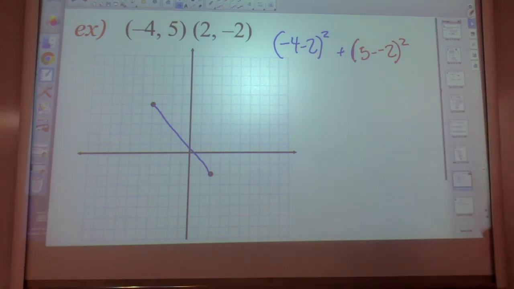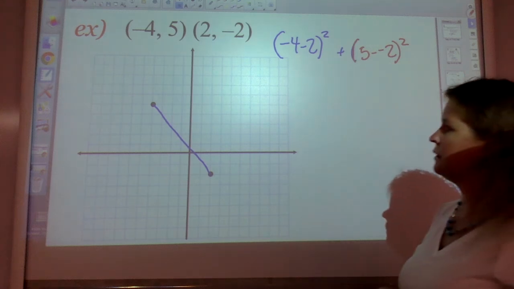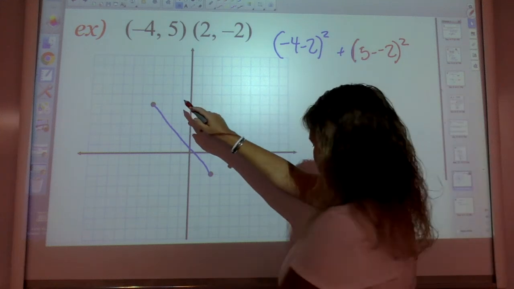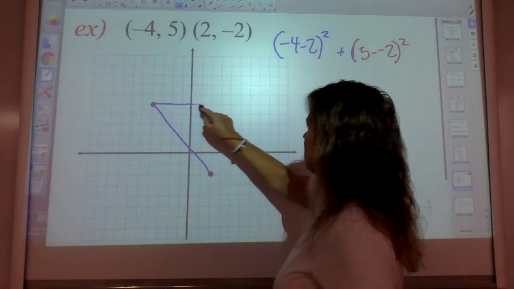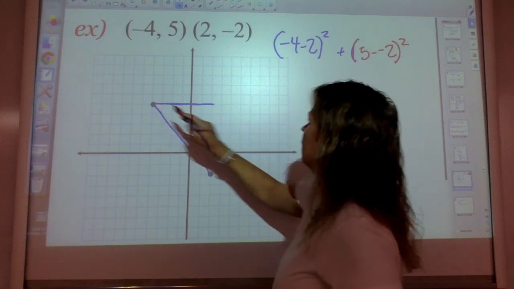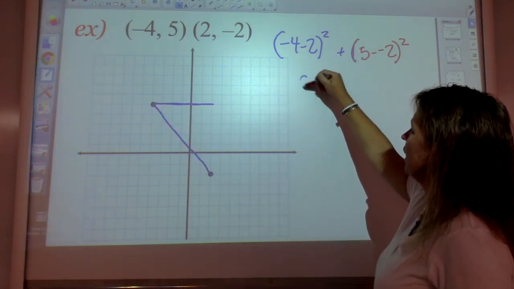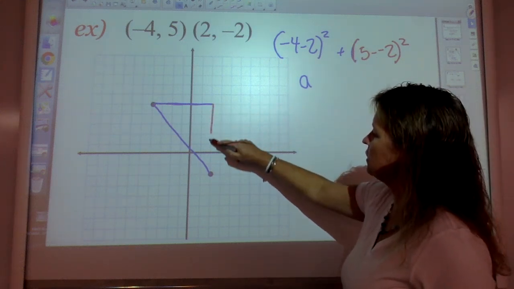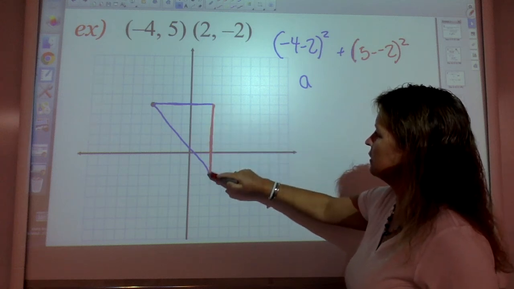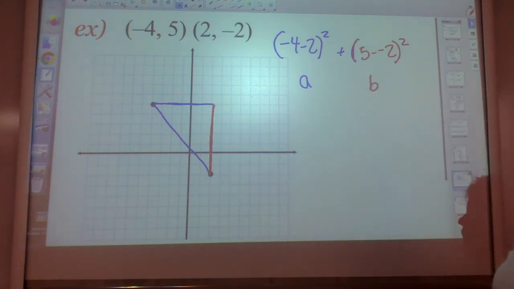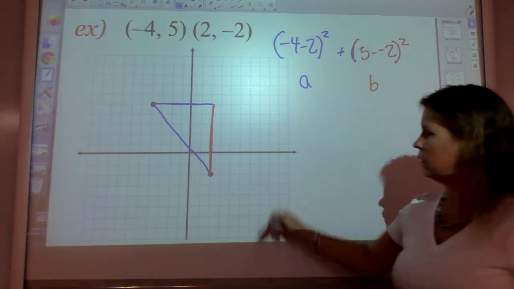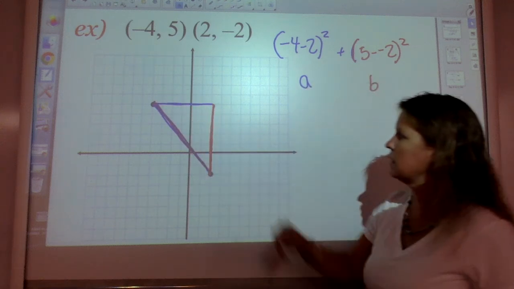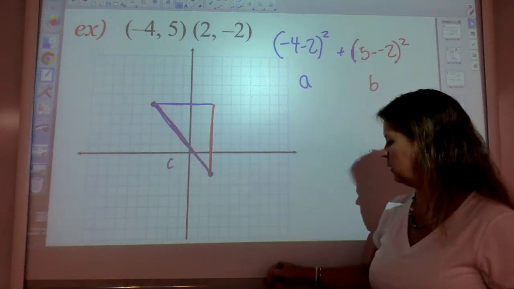For the distance between those two, we've got to find the distance, -4 minus 2. That goes from here to here. And then you square it. Let's just call that A. The next one goes from 5 down to -2. There's that distance. Let's just call that distance B. When you calculate that out, it will give you this final distance in purple. We'll call that C.